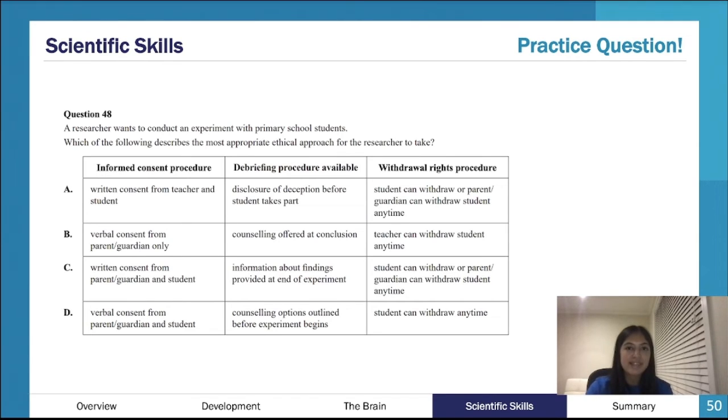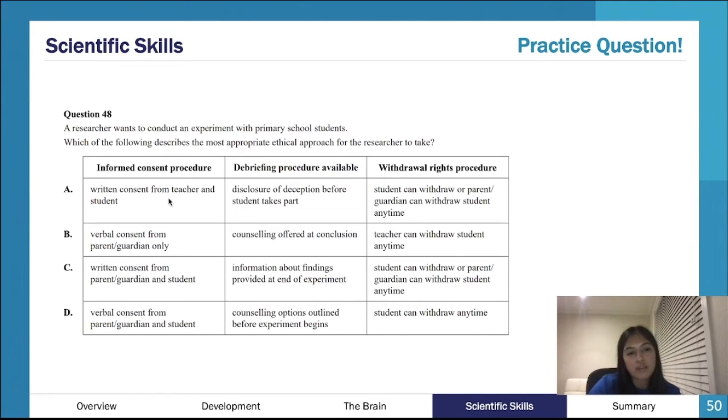Okay, so that is it for the most part. We'll just go over our last couple of questions before we end off. A researcher wants to conduct an experiment with primary school students. Which of the following describes the most appropriate ethical approach for the researcher to take? With these, the way I like to do it is just look at the first column, see what you can eliminate, and progress as you go down.